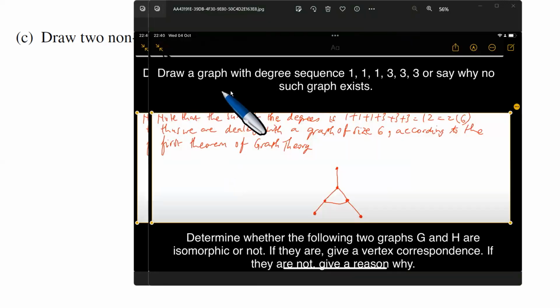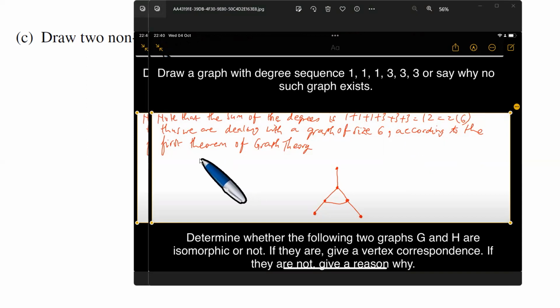Here we're to draw a graph with the degree sequence, for instance, 111 and 333, or say why no such graph exists. Obviously we noted that if you add the degrees, the sum of the degrees is an even number. Thus we are dealing with a graph of size 6, because it's 2 times the size of the graph. What does it mean to speak of the size of a graph? Its size is the number of edges of the graph.